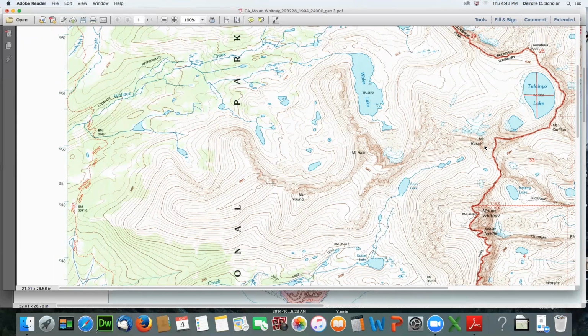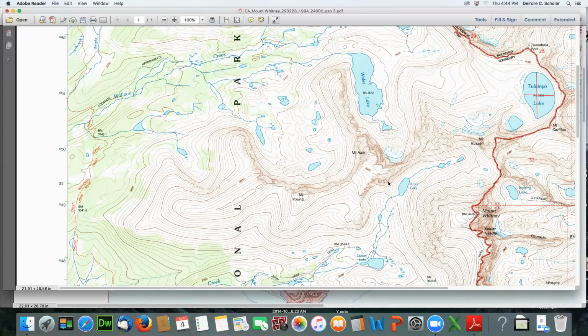If you were at Mount Russell, the question is, what is the general direction you would be traveling to get to this lake? Obviously, it's not north, but it's not due east either. It's somewhere between the two. So we would say in a northeasterly direction to go from Mount Russell to that lake.